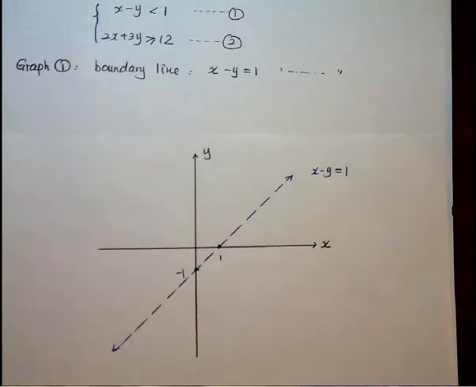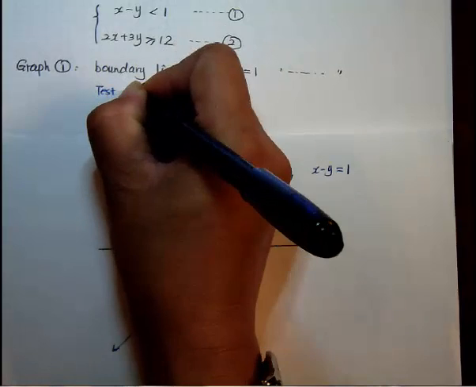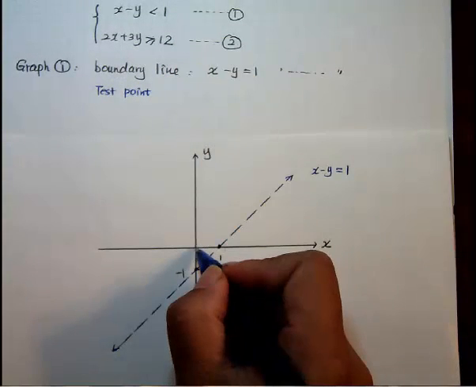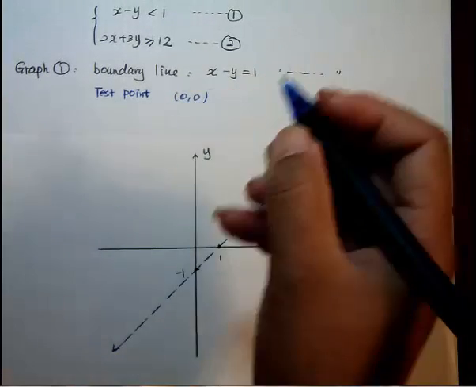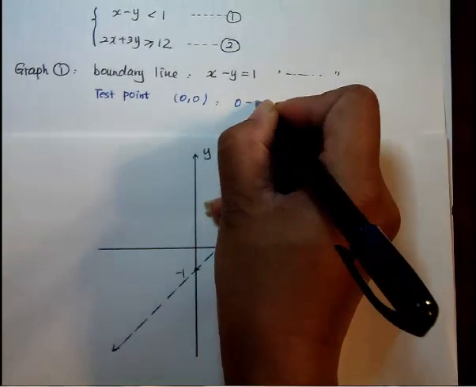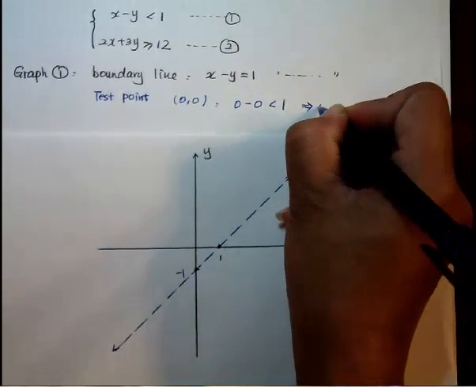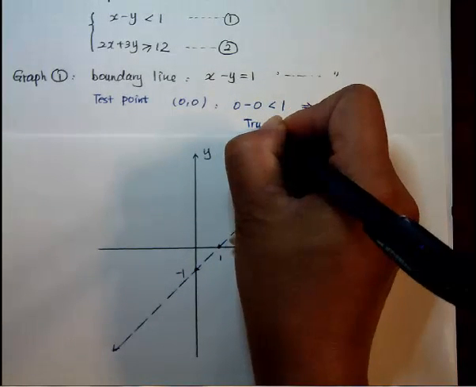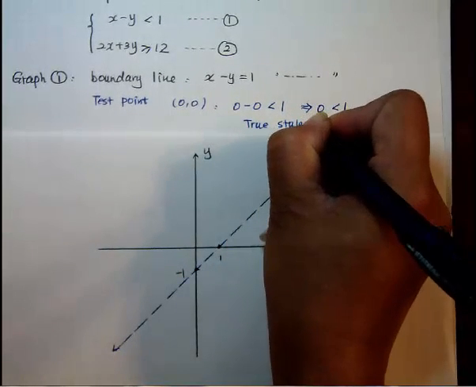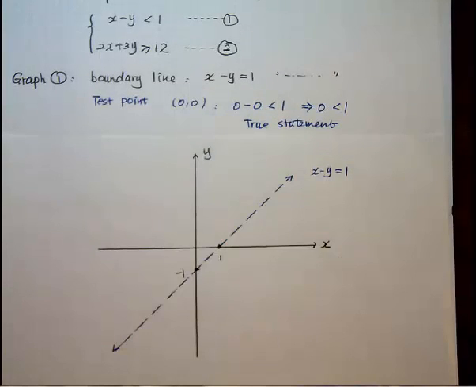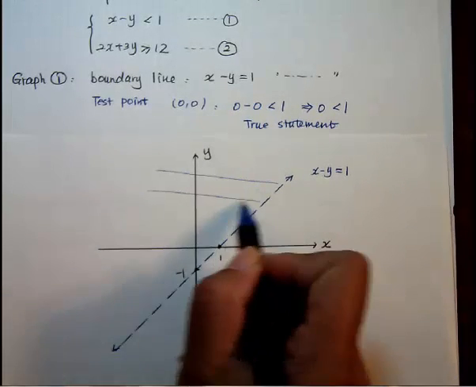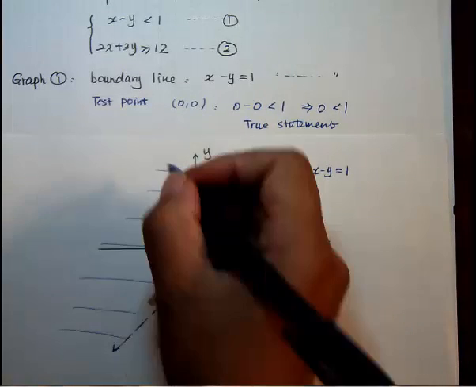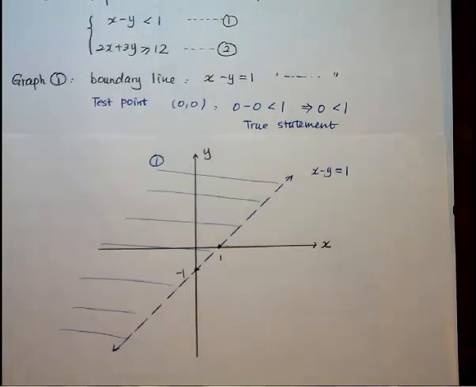And you can continue by testing a point. Here I notice that the origin is not on the boundary line, so I can use 0, 0. Let's see, 0 minus 0 less than 1. 0 less than 1, yes, it's a true statement. Then I can shade the half plane including the test point, which is 0, 0. So that is my solution of 1. The blue one is the solution for the first inequality.